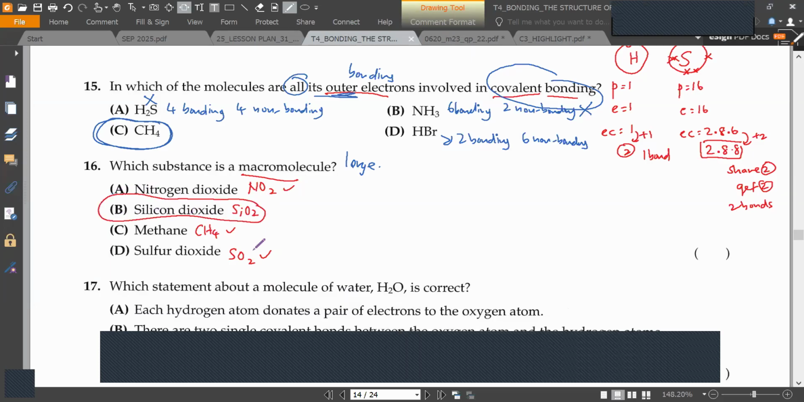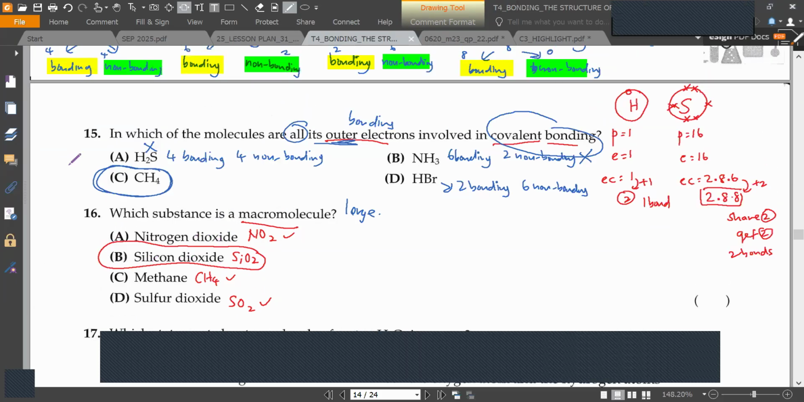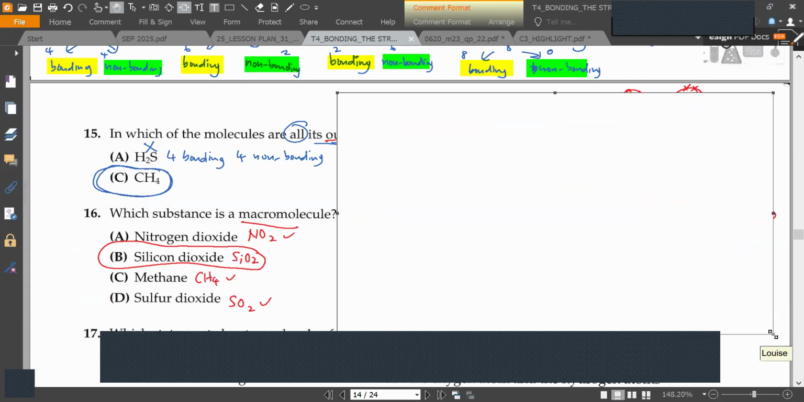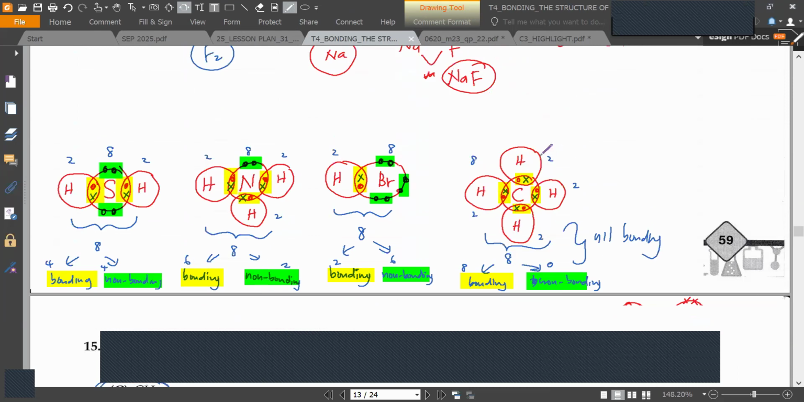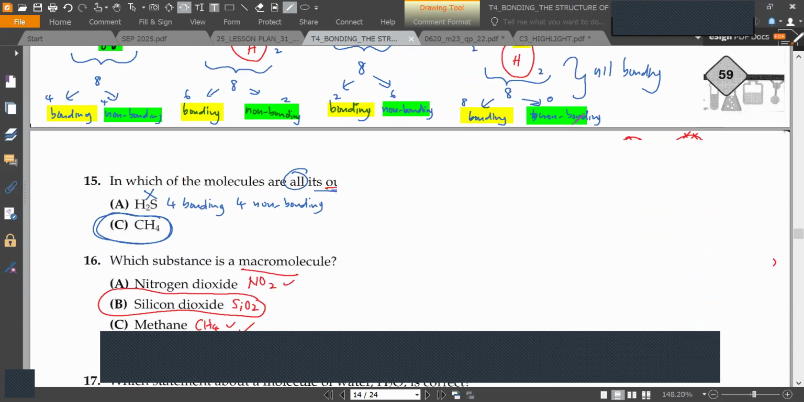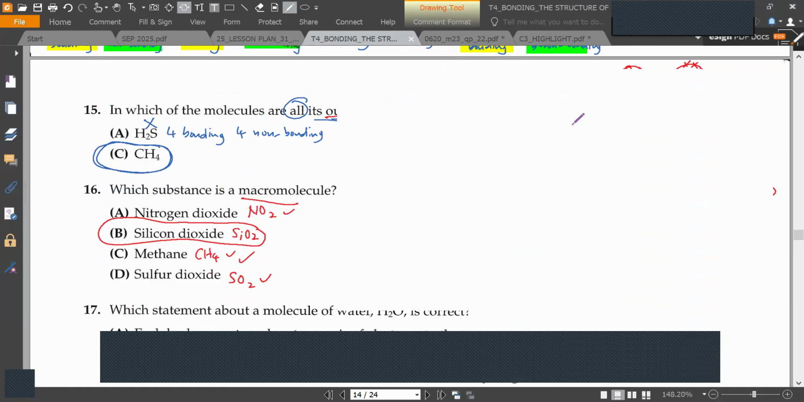At this point, it will be quite useful for practice purpose to try to work out the dot and cross diagram. Methane, we already know how to do it. Methane is like this. How about NO2? How does it work? And then sulfur dioxide.